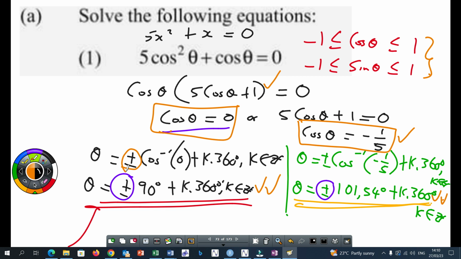Aaron has just mentioned something very important. For writing K is an element of Z, 1 mark. So this question here could be allocated 6 or 7 marks. And those 6 or 7 marks, you can get all of them if you follow what I'm saying here.